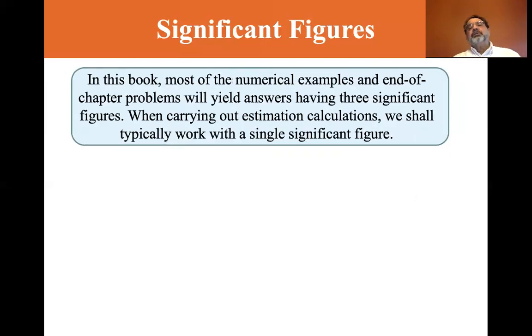In this book, most of the numerical examples and end of chapter problems will yield answers having 3 significant figures, and that's usually a good rule of thumb to use. When carrying out estimation calculations, we shall typically work with a single significant figure.